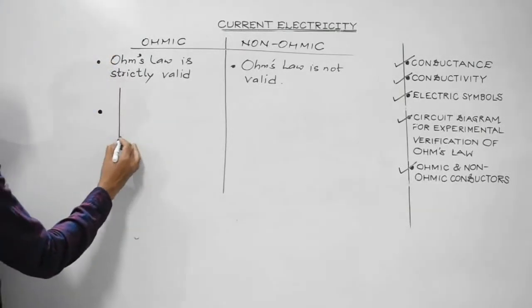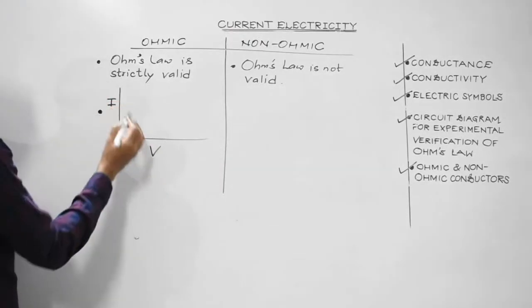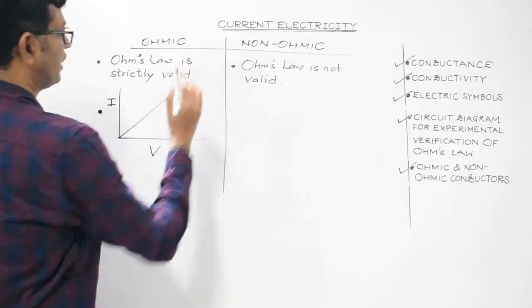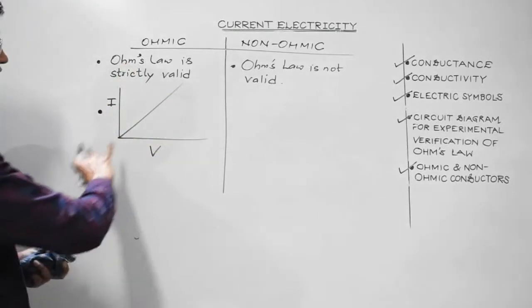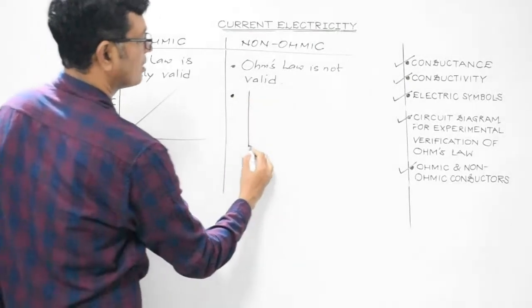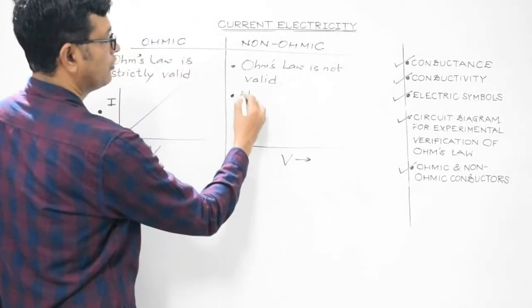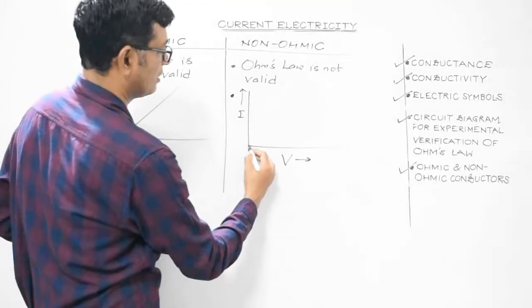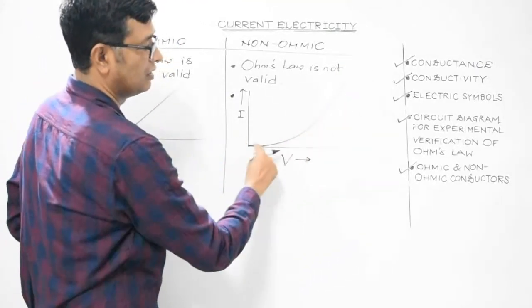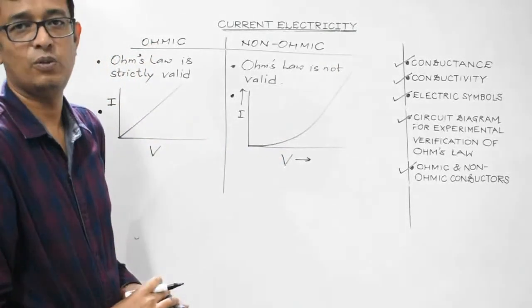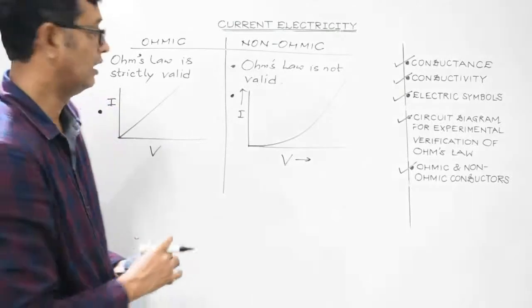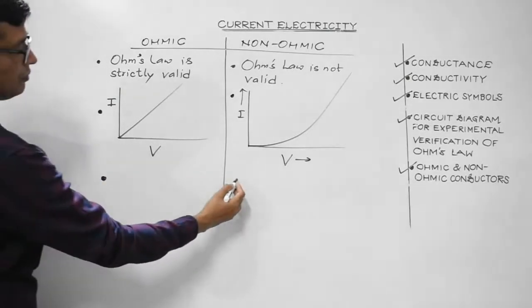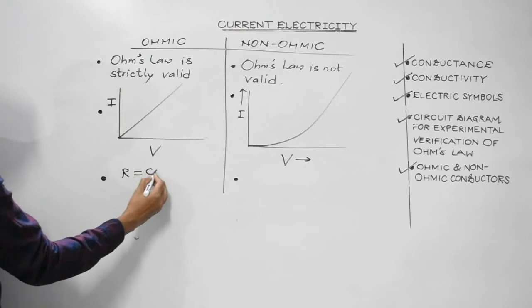Second, if you plot a VI graph, since current is directly proportional to potential difference or the ratio is constant, therefore we should get a straight line inclined towards the horizontal axis. It's a straight line. While in the case of non-ohmic conductors, if you plot a graph between V and I, it won't be a straight line. It will contain a knee. Knee means the graph will contain a bend. It can be like this. It can be like this. So as a whole, Ohm's law is not strictly obeyed. So the ratio of V by I is not constant. Over here, the ratio of V by I is constant. Right, students?